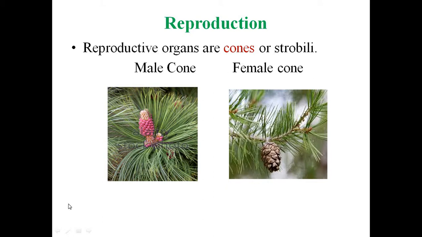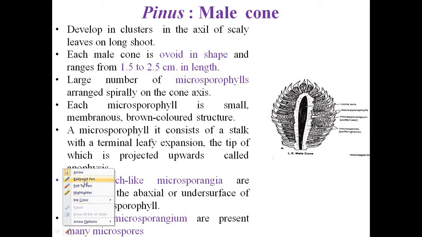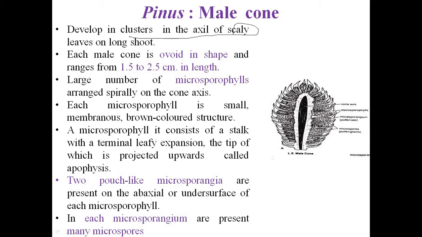The reproductive organs are called cones or strobili. Here two pictures show how the male cone and the female cone develop in the cluster of leaf axis. Let's go for the Pinus male cone. The male cones develop in clusters in the axil of scaly leaves on long shoots.